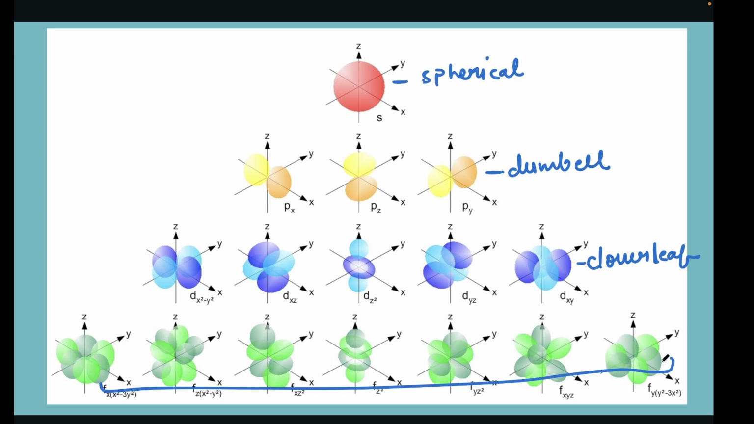So today we learned about the shapes of the orbitals s, p, d and f. These orbitals are the foundation for understanding electronic configuration, periodic trends and chemical bonding.